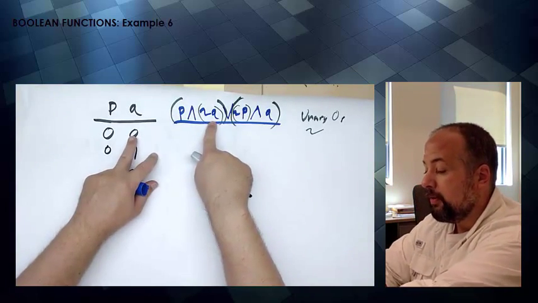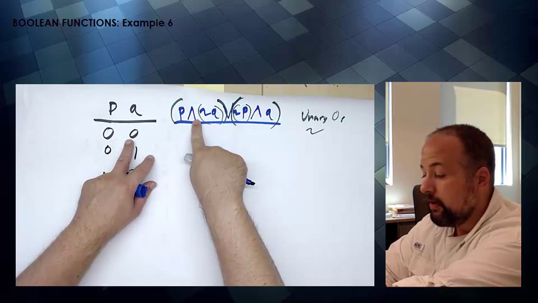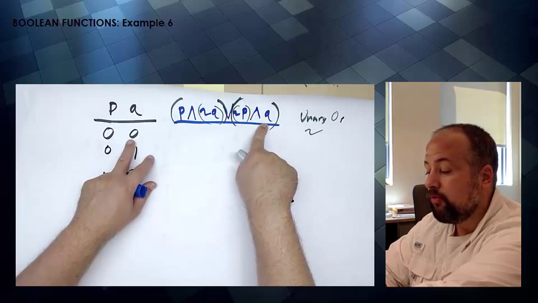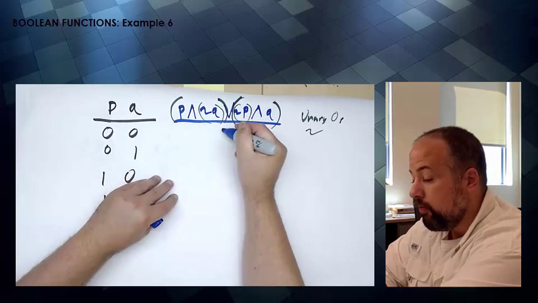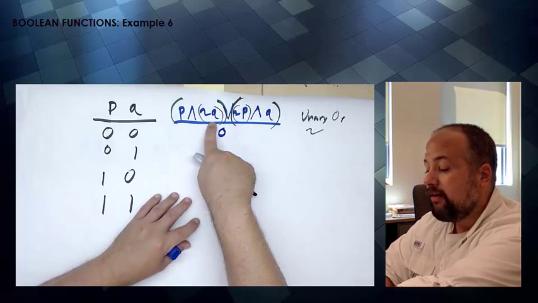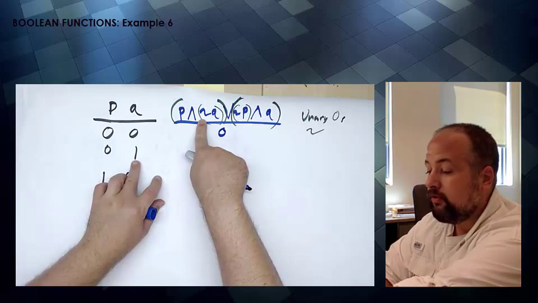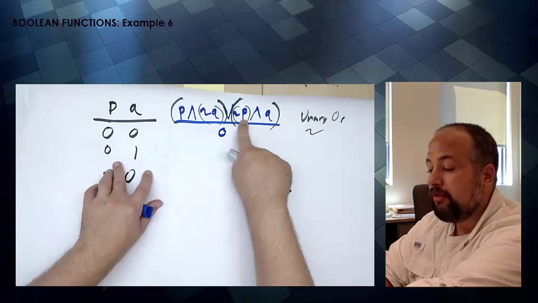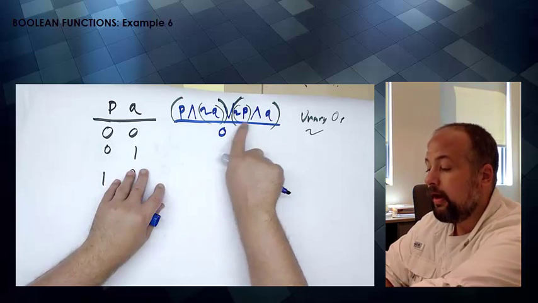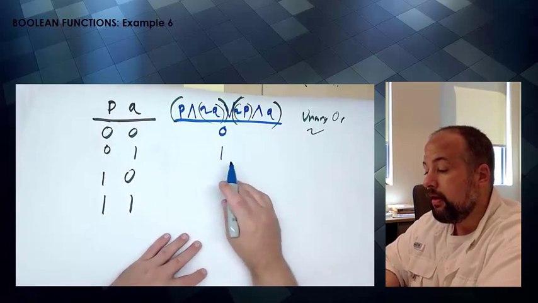Not Q is going to be 1, and P is going to be 0. Not P is going to be 1, and Q is going to be 0. 0 or 0 will be 0. In this case, not Q is going to be 0. 0 and 0 is 0. Not P is going to be 1. 1 and 1 is 1. 0 or 1 is going to be 1.